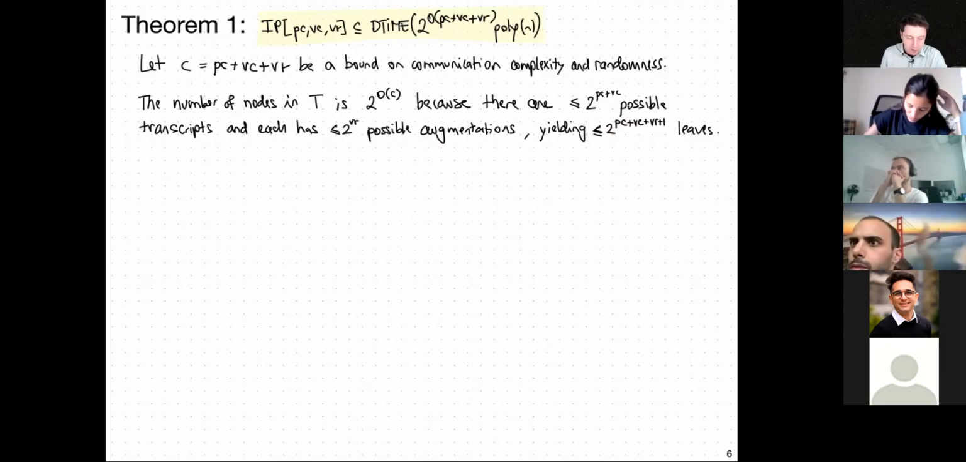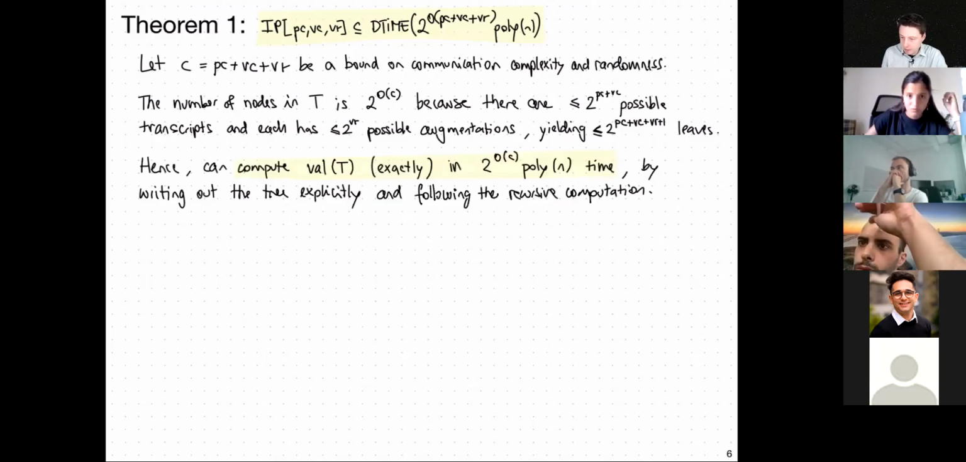There's a question by Gregor, and I'll get back to that in a moment. But the point is that if we have at most this many leaves, we can compute the value exactly in 2 to the order of C poly n time by writing out the tree explicitly and just following the recursive computation. And in fact, we're not approximating. This is the same computation that we did, just re-expressed in terms of PC, VC, and VR. We already did this in lecture 1.